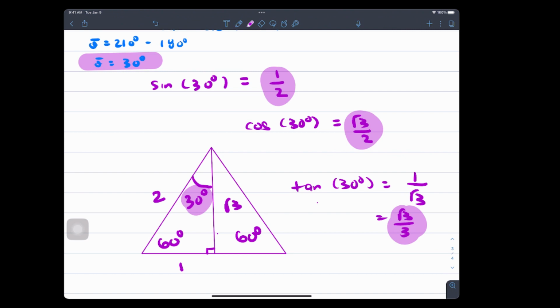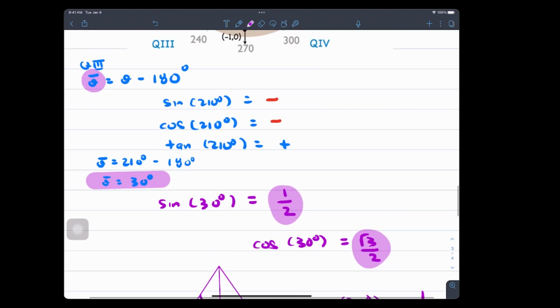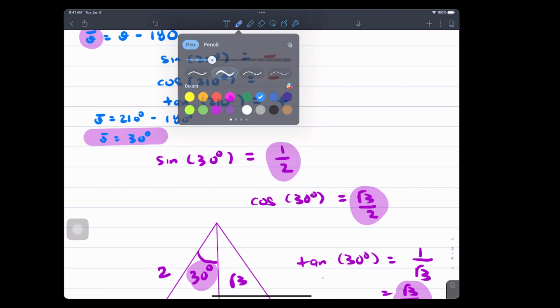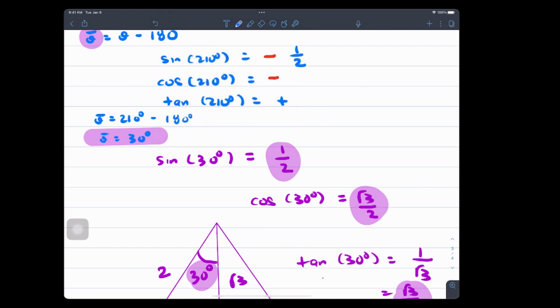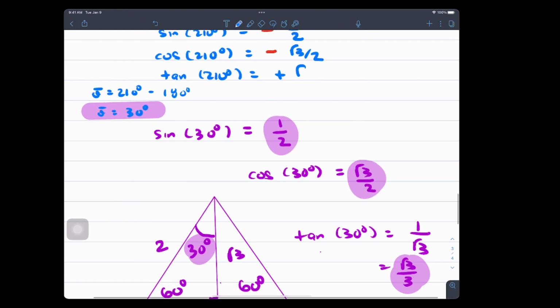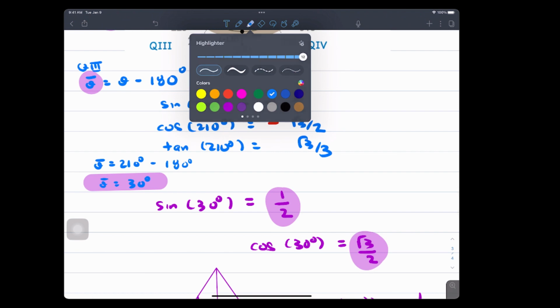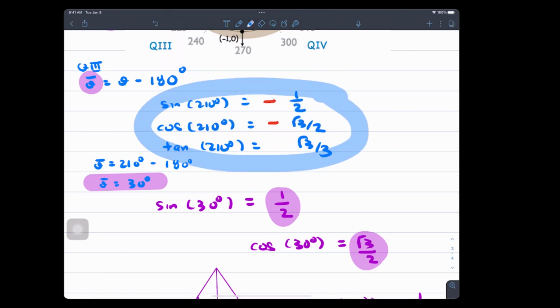So if you know that special triangle, what do you guys do now for the 210? What is sine going to be? What's sine, ladies and gentlemen? Good. What's cosine? What's tangent? There you go. Easy peasy lemon squeezy.